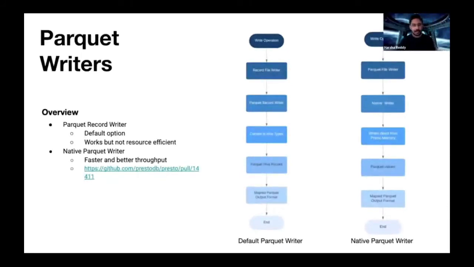So for Parquet Record Writer, the default option, what it tries to do is convert the data types to Hive types and write a Parquet Hive record. However, the native writer tries to write the Parquet structures from memory directly onto the file.